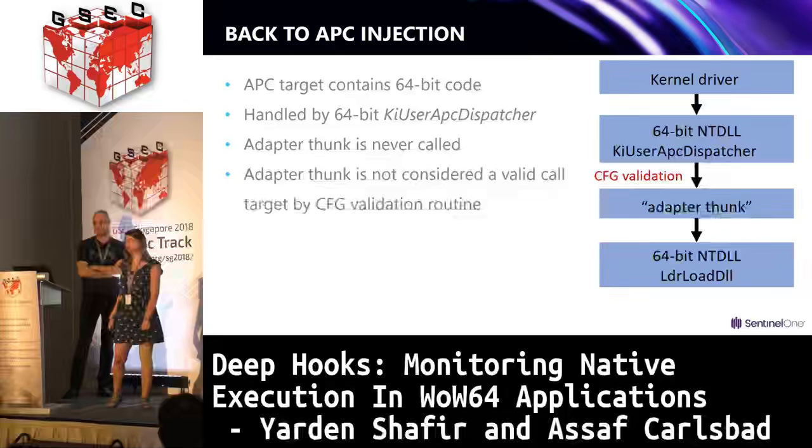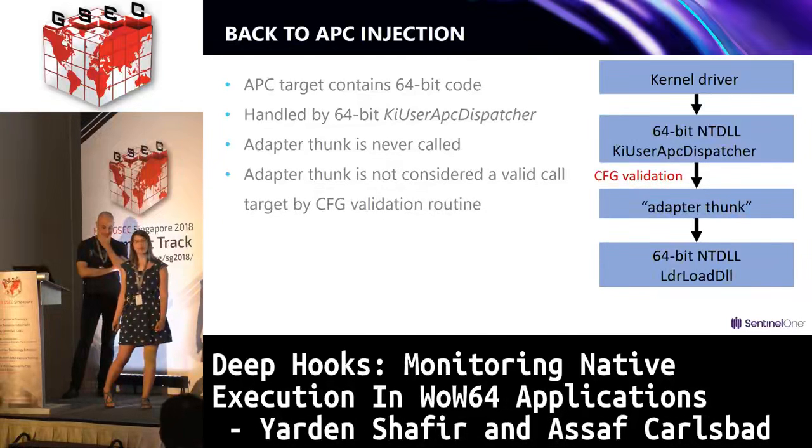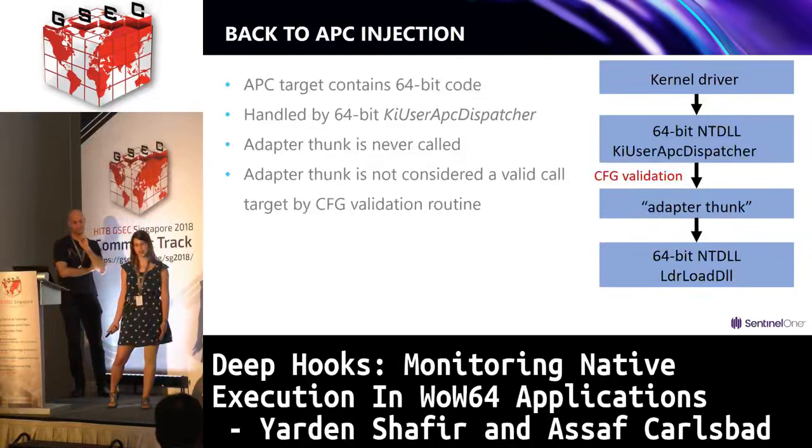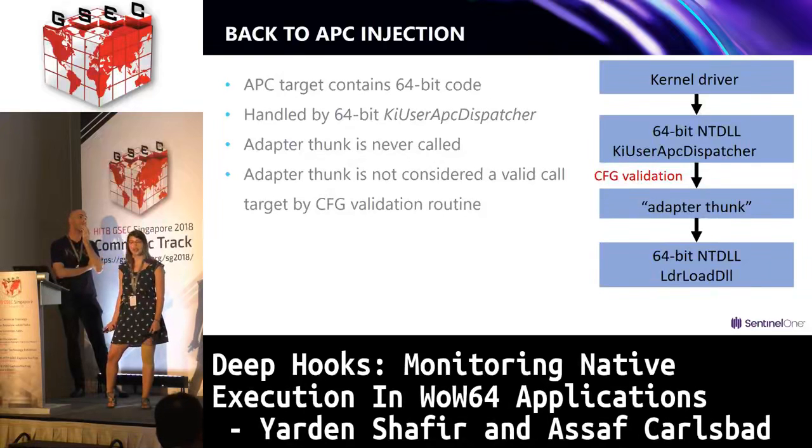Now, how does this all relate to our crashes? Well, let's rewind a bit. We took another look at our crash dumps and saw that we managed to queue our APCs to WoW64 processes and actually got to KiUserApcDispatcher, which is the function in NTDLL that should dispatch our APC and call our adapter thunk. But instead of calling our adapter thunk, this function first called the validation routine, since APC dispatching uses indirect calls, and the validation routine never returned. Instead, it crashed our processes.